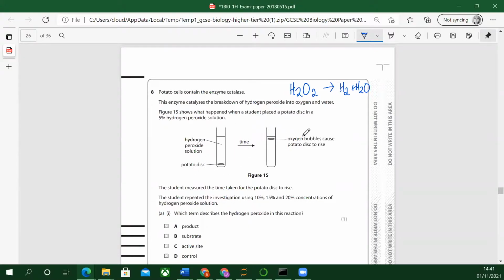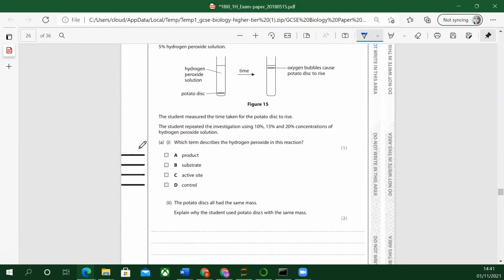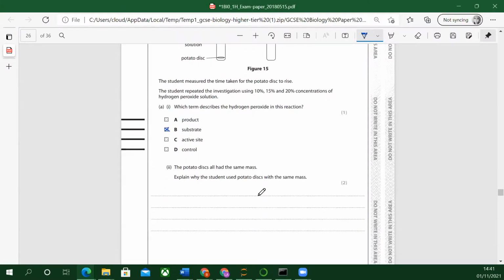Oxygen bubbles cause the potato disc to rise, so that floated up to the surface. The student measured the time taken for the potato disc to rise. The student repeated the investigation using 10%, 15%, and 20% concentrations of hydrogen peroxide solution. Which term describes the hydrogen peroxide in this reaction? Okay, so this is a substrate. It's not the product, it's not being produced. Active site is to do with enzymes. And it's not control, we're not comparing it to anything.